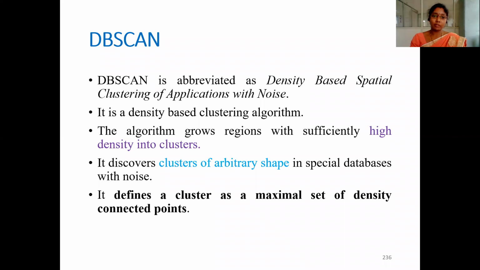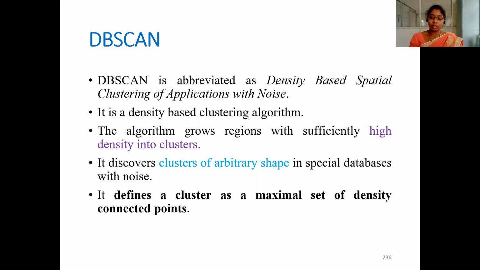So in the last class, we finished the topic of DBSCAN, a density-based clustering algorithm. With the help of DBSCAN, we can identify arbitrary shape clusters. This is the last topic in clustering algorithms, and after that we have only one topic left in the fourth unit, that is outlier mining.